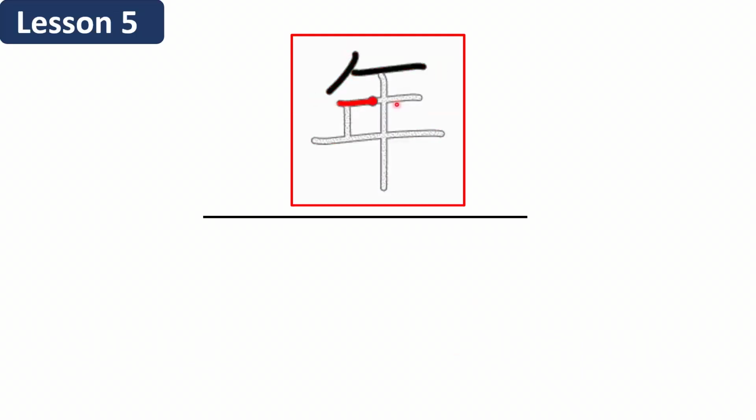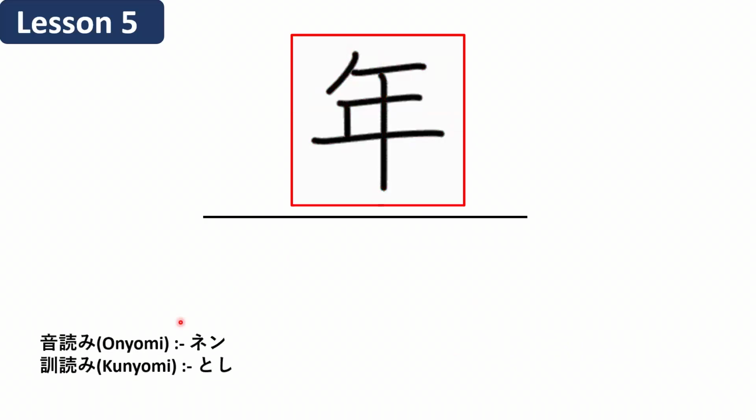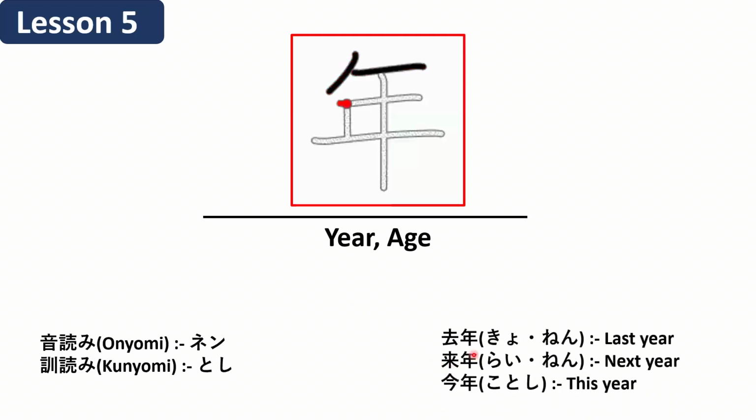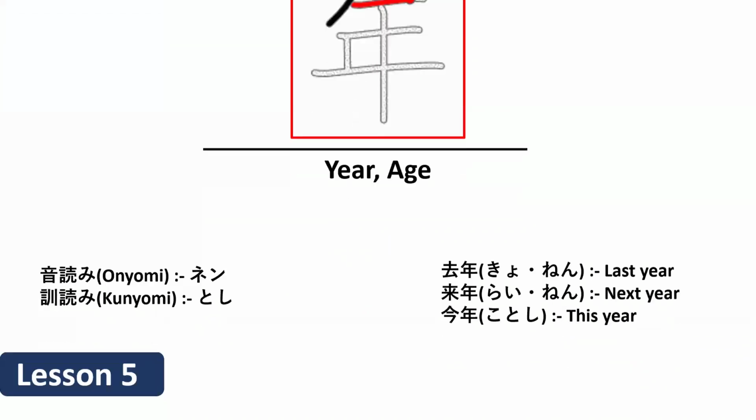Onyomi is nen. Kunyomi is toshi. Year. Age. Kyonen. Last year. Rainen. Next year. Kotoshi. This year.